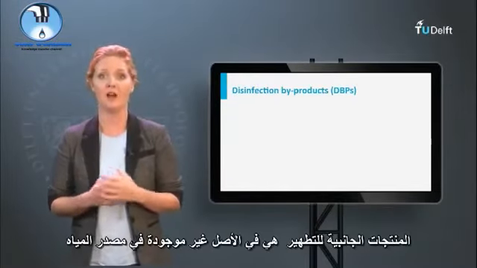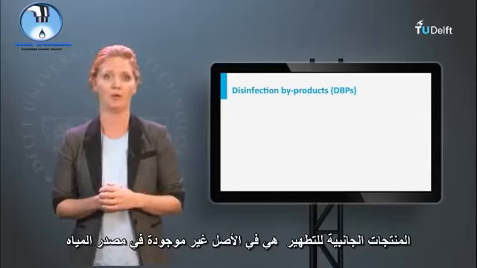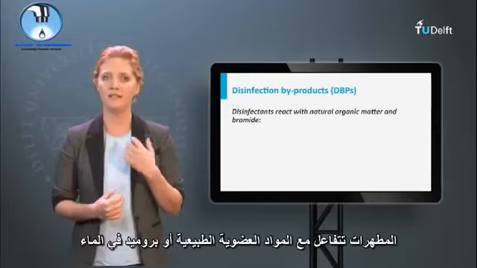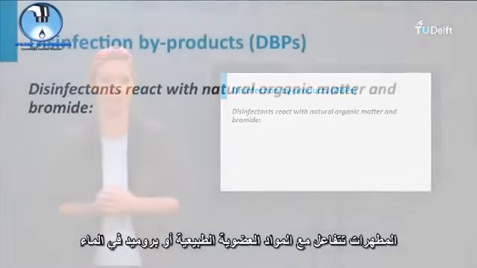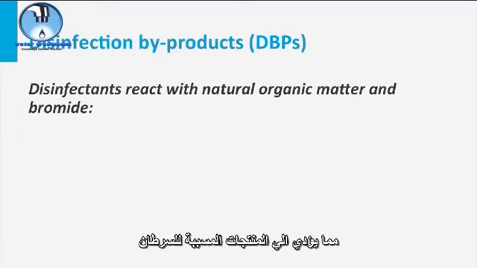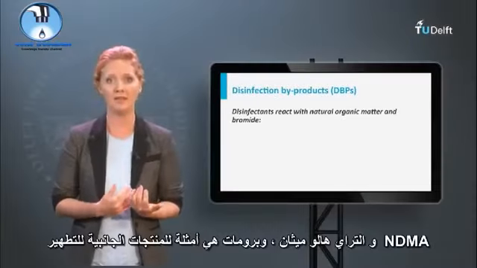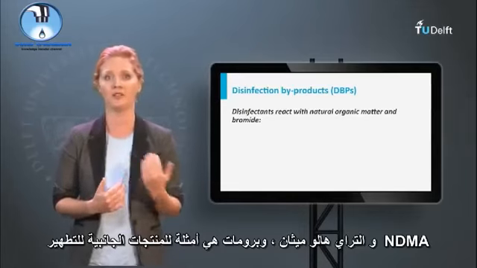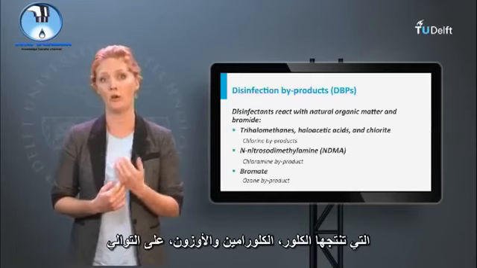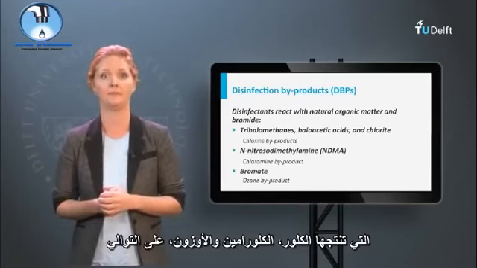Disinfection byproducts are originally not present in the source water, but enter the water during a treatment process for disinfection. Disinfectants react with natural organic matter or bromide in the water, resulting in carcinogenic byproducts. Trihalomethanes and DMA and bromate are examples of disinfection byproducts, which are produced by chlorine, chloramine, and ozone, respectively.